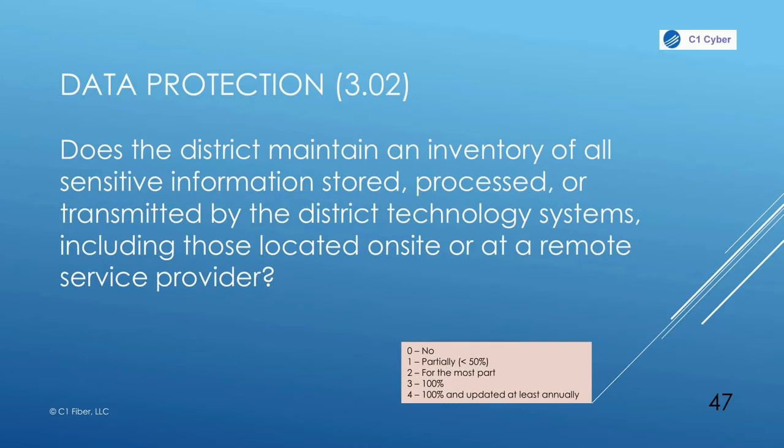Score 2 if your organization maintains an inventory of most sensitive data. 3 if an inventory of 100% of sensitive data is maintained by the organization. And 4 if 100% of sensitive data is inventoried and the inventory is updated at least annually. Pause the video now in order to consider and record your answer before continuing.